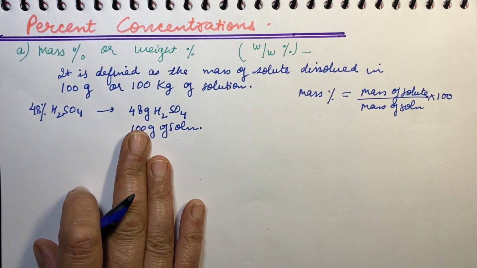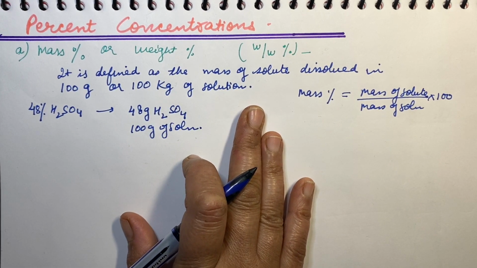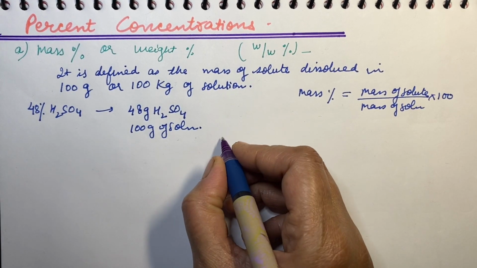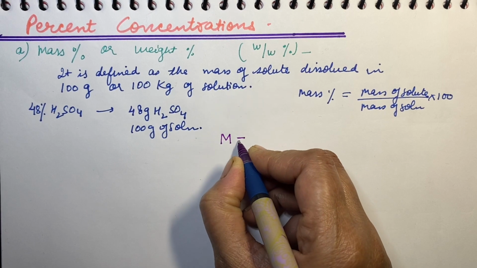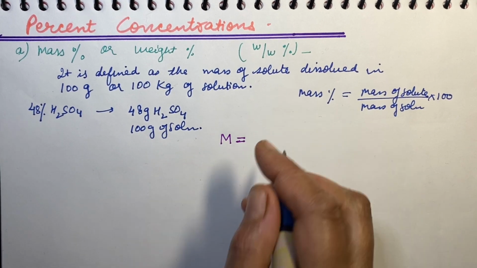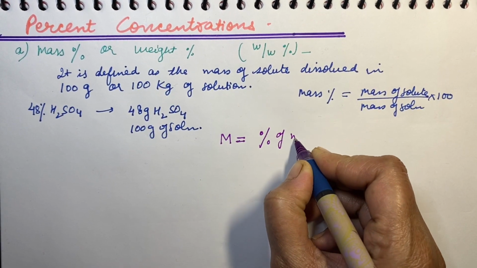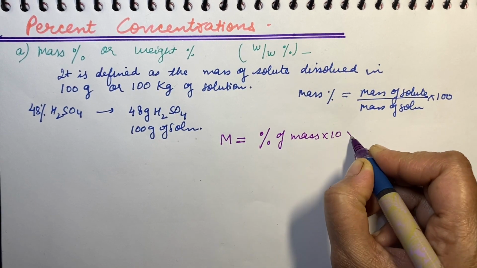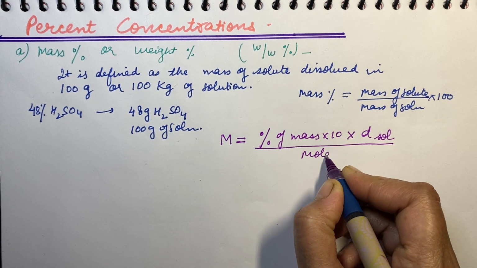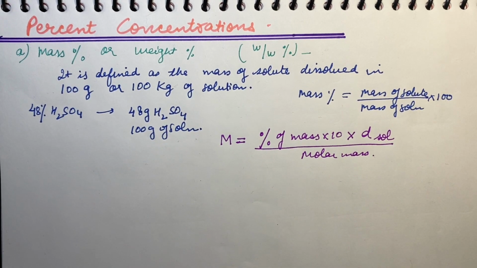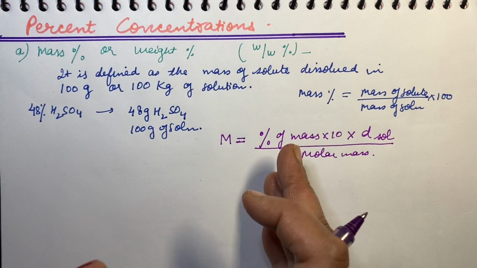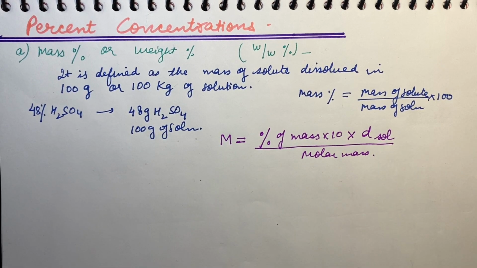This mass percent, I have already told in my previous videos, is related to molarity. How is it related to molarity? When we are using the mass percent and density, the molarity formula becomes percent of mass multiplied by 10 multiplied by density of the solution divided by the molar mass of solute. So this is the formula when the percent mass is given to you in the question.